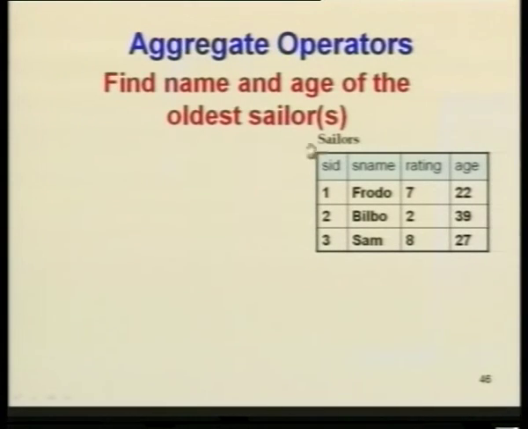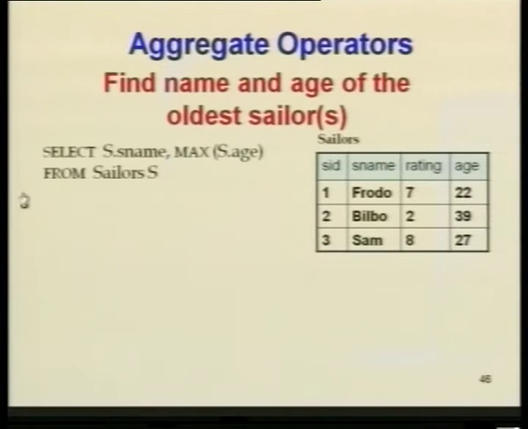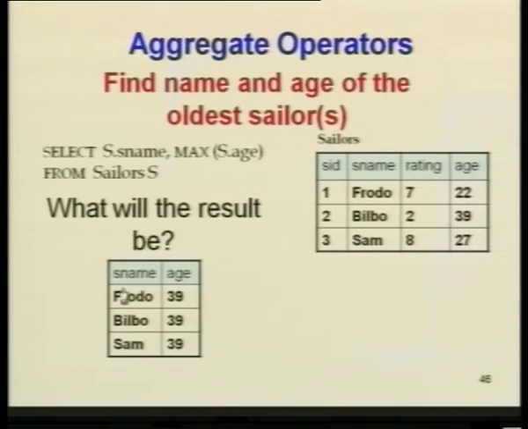Find name and age of oldest sailors. Okay. So, the age is this. So, find the name and age of the oldest sailors. So, select S dot name, maximum S dot age from sailors S. So, maximum here is 39. So, we want to find the name and age of that. So, what will be the result? This result will be 39.